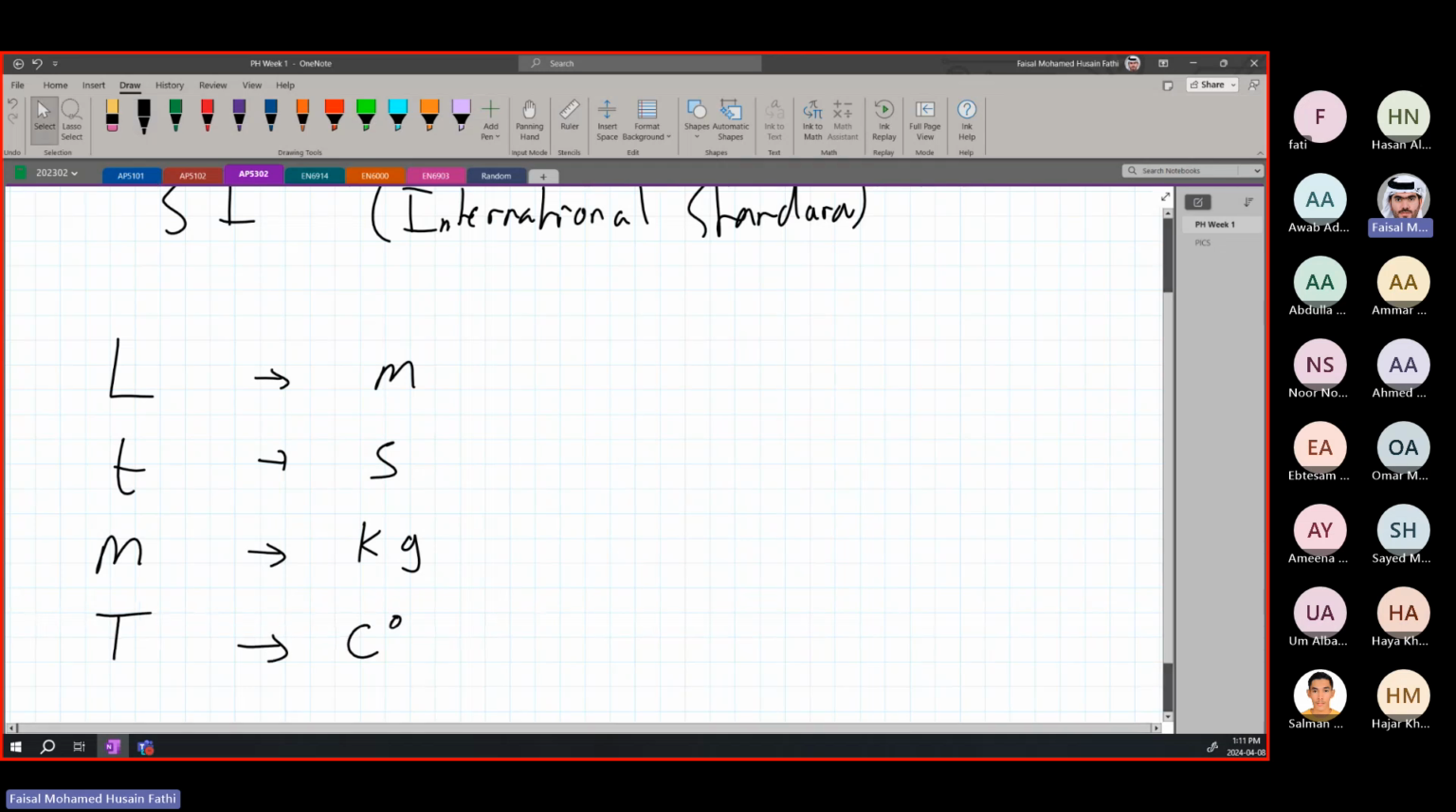And of course there are other units as well for other things that are general. But these are the basics, the very basic ones that you guys need to know. Length is in meters, time is in seconds, mass is in kilograms, temperature is in degrees. Sorry, it's not degrees Celsius, it's degrees Kelvin or just Kelvin. This is the international standard units. These are known as SI units.